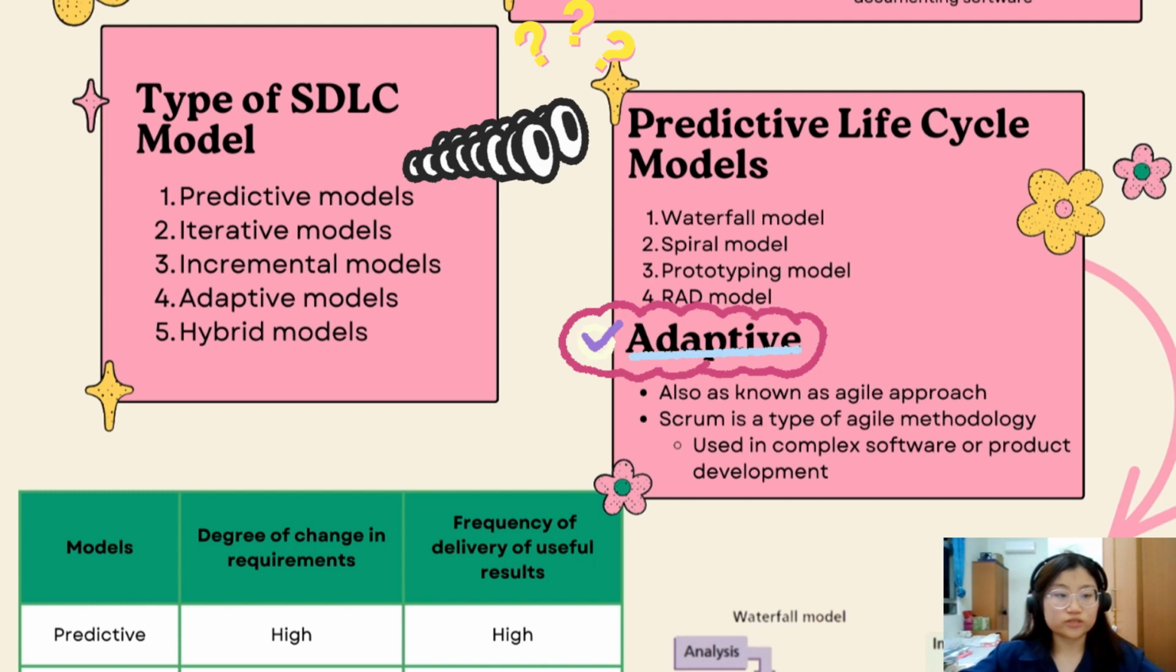The adaptive model, also known as the agile approach, can be used for software development in any environment in which the requirements are unknown or change quickly. Scrum is a type of agile methodology used in complex software or product development. Teams often meet every day for a short meeting to decide what was accomplished that day. In addition, Scrum requires strong leadership to coordinate the work. In the end, it can improve the overall quality of deliverables.